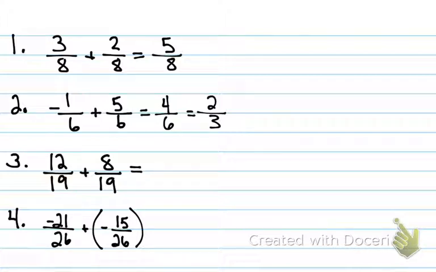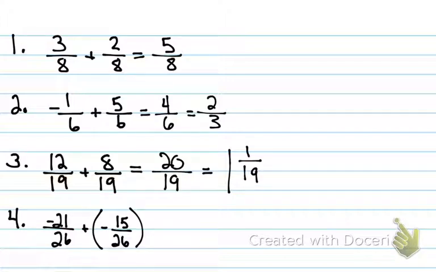On number 3, though, what's 12 plus 8? 20. So if I get 20 over 19, what do I call that? An improper fraction, and I cannot have an improper fraction in my answer. So I need to ask myself, how many times would 19 go into 20? 1 with how many left over? 1 left over, so 1 and 1/19. Okay, so just converting between improper and mixed numbers, that's really important too.